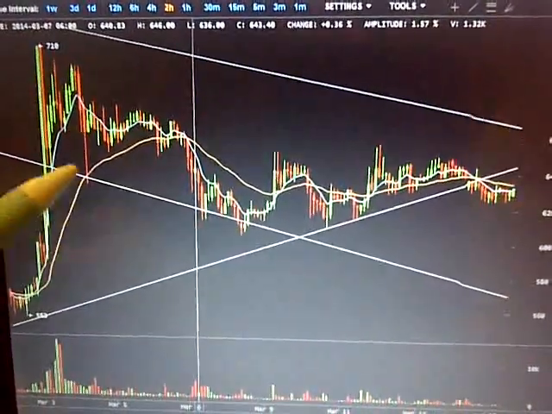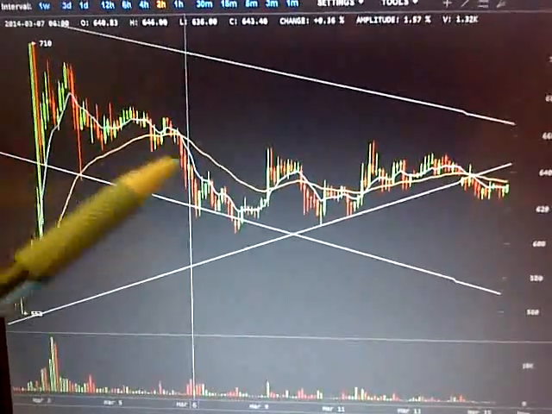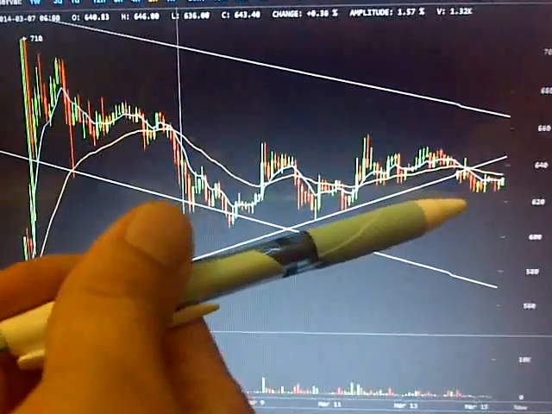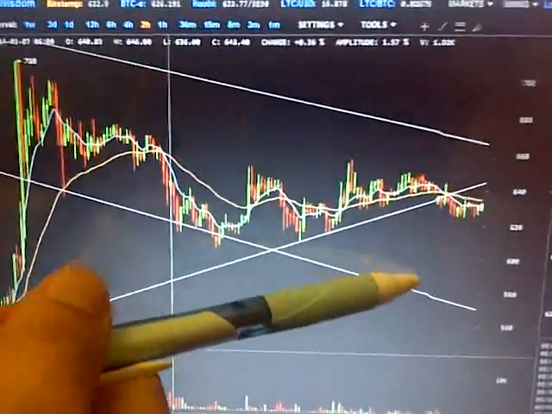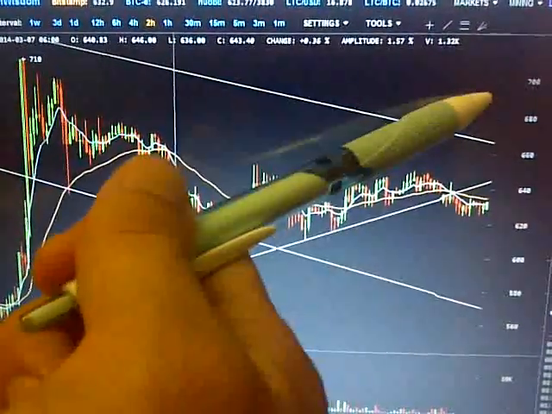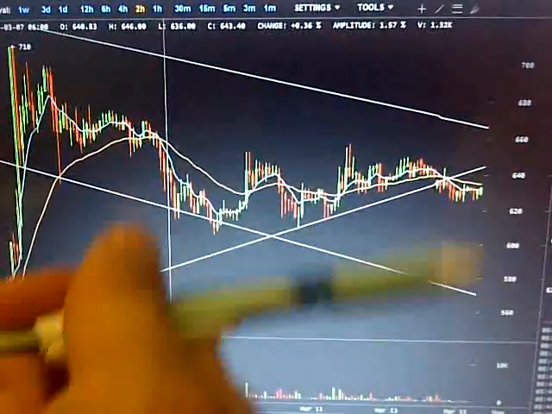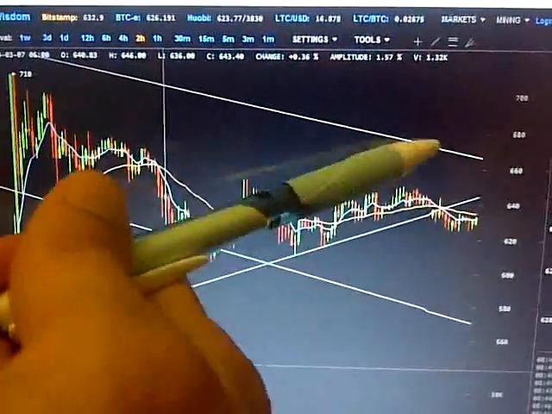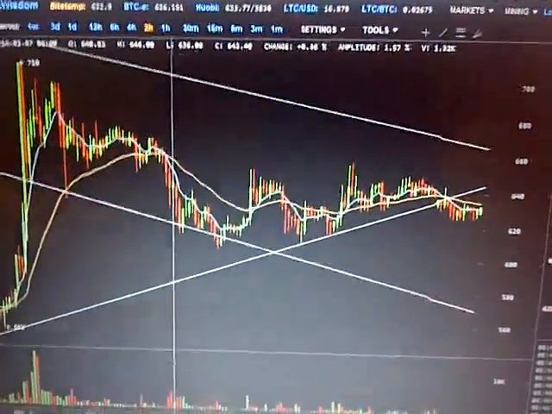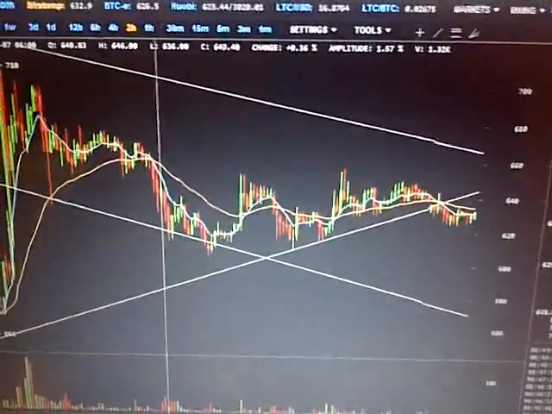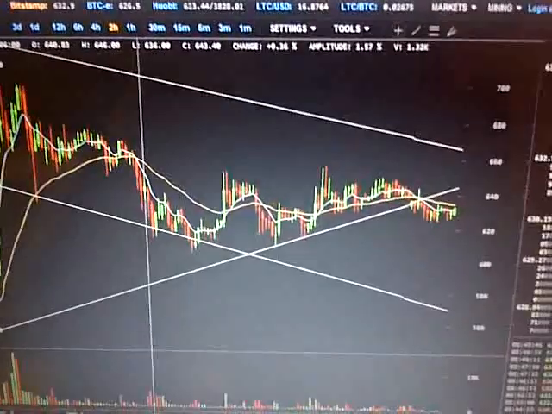It's broken out of this channel into another channel, and then it's following this channel. And for me, I like it to go up, but in either case, if it goes down, it's a great buying opportunity. If it goes up, it's a great selling opportunity. You've got to look at your trade positively, right? In a positive way.